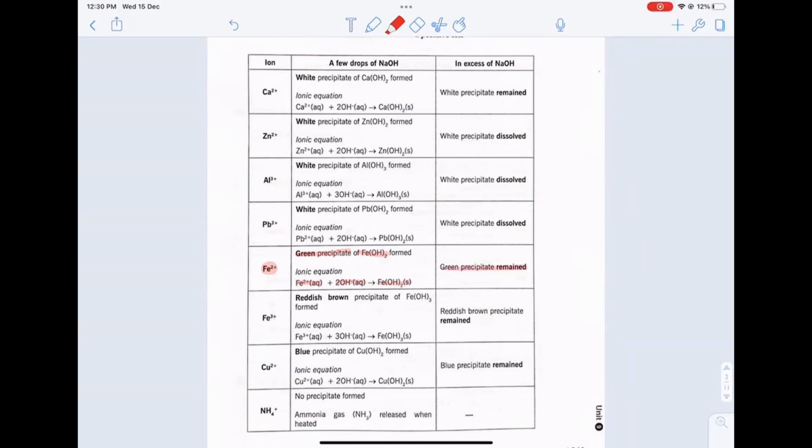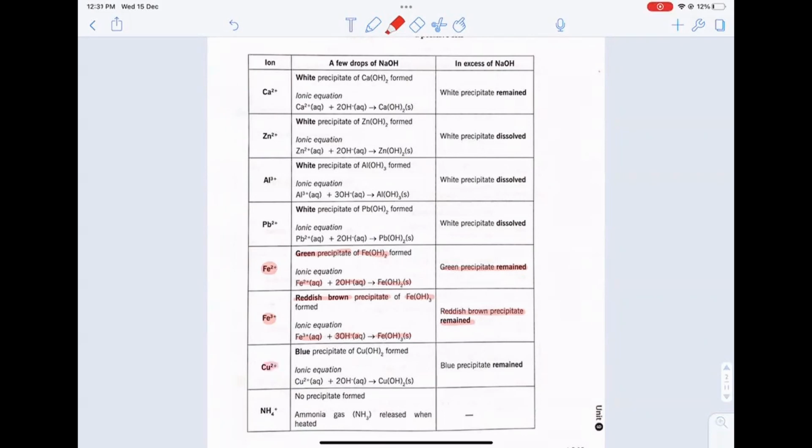Okay, next, Fe3+. If Fe3+ is present, after adding a few drops of NaOH, you will see a reddish-brown precipitate of iron 3 hydroxide formed. Fe3+ is present, plus 3 OH- ions, which come from the sodium hydroxide solution. Together they will add up to give you iron 3 hydroxide, which is reddish-brown. Upon adding excess NaOH, your reddish-brown precipitate will remain, meaning it will still remain as it is.